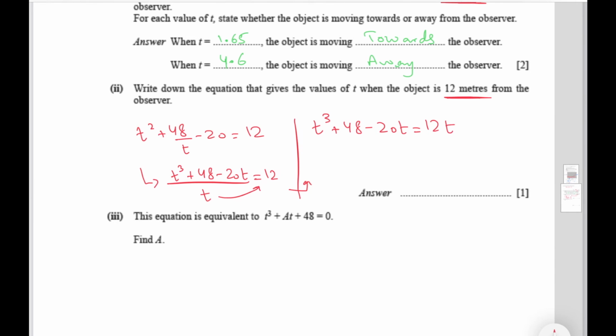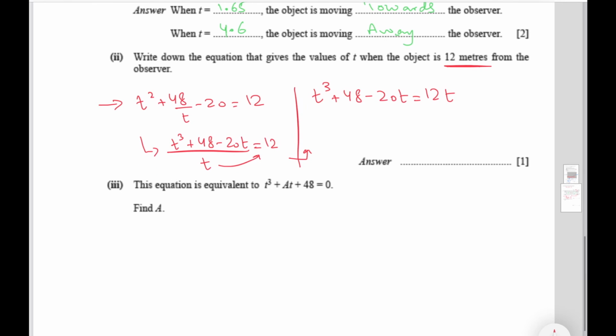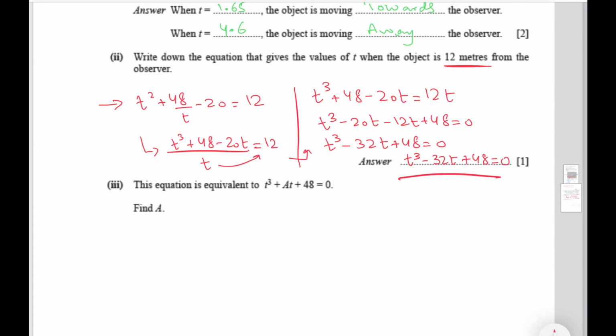I'm just writing this to make it simpler. Otherwise, we can also use this equation right here. So your final equation can become t cubed minus 20t minus 12t plus 48 equal to 0, which can be condensed to t cubed minus 32t plus 48 equal to 0. So we write it over here, t cubed minus 32t plus 48 equal to 0. This is your answer, or you can use this as your answer as well.